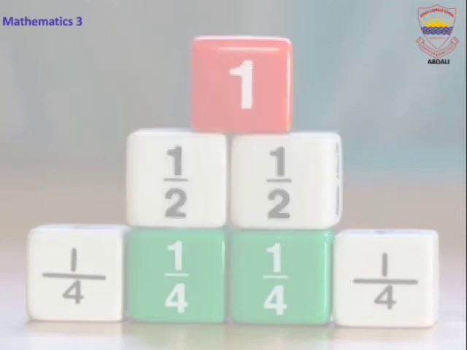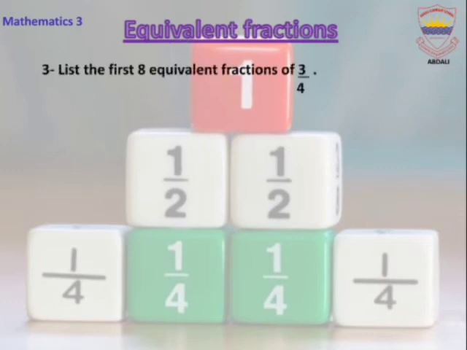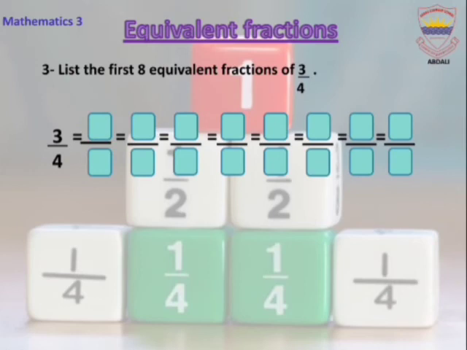Now students, let's start to solve our third question. List the first 8 equivalent fractions of 3 by 4. How do we list the equivalent fractions of 3 by 4? We write the table of 3 in the numerator and in the denominator we write the table of 4.